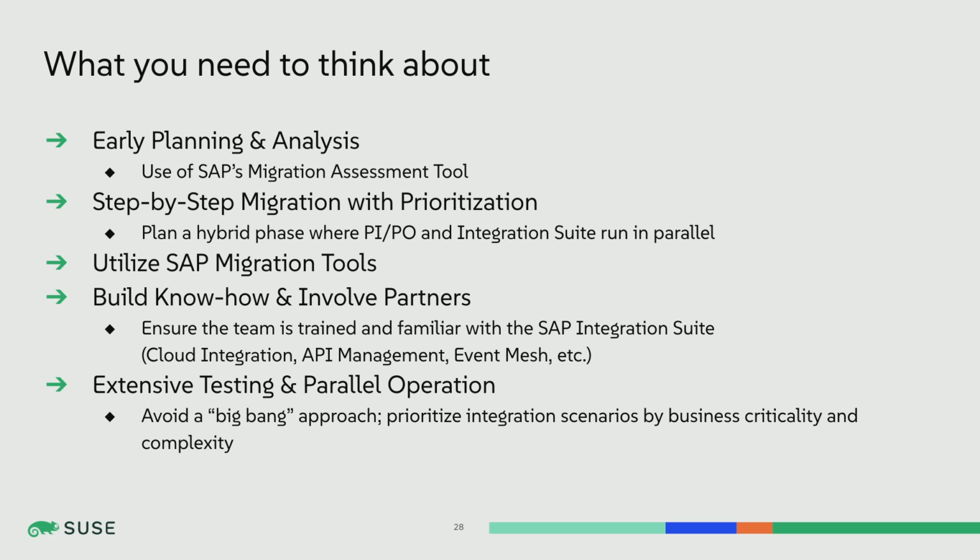A step-by-step migration would be our recommended approach, without a big bang. And there could also be a hybrid phase between SAP PI/PO, the legacy system, and the Integration Suite with the Edge Integration Cell. There are migration tools coming from SAP, also from other vendors.